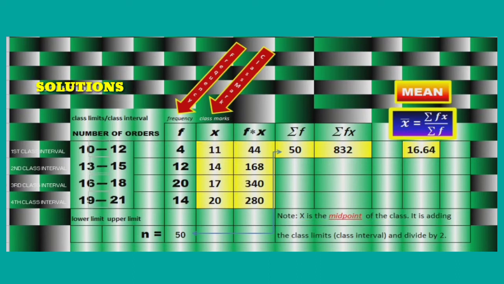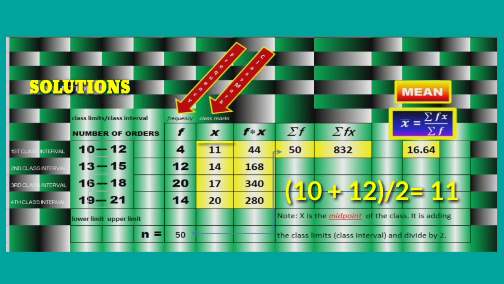Right, what is x? X is the midpoint of the class. It is adding the class limits or class interval and dividing it by 2. Again, x is the midpoint of the class. It is adding the class limits or class interval and dividing it by 2.